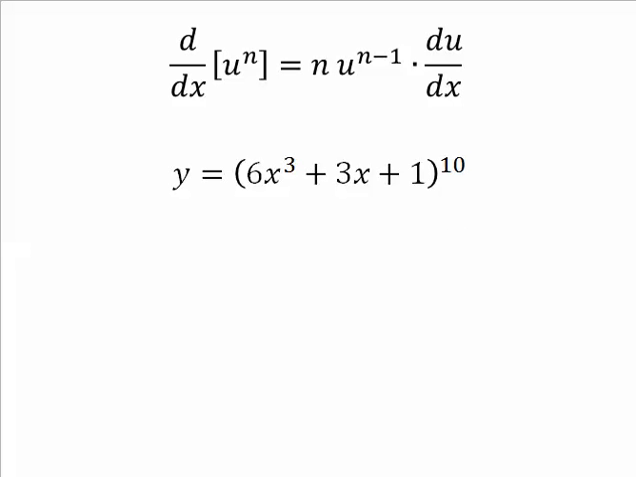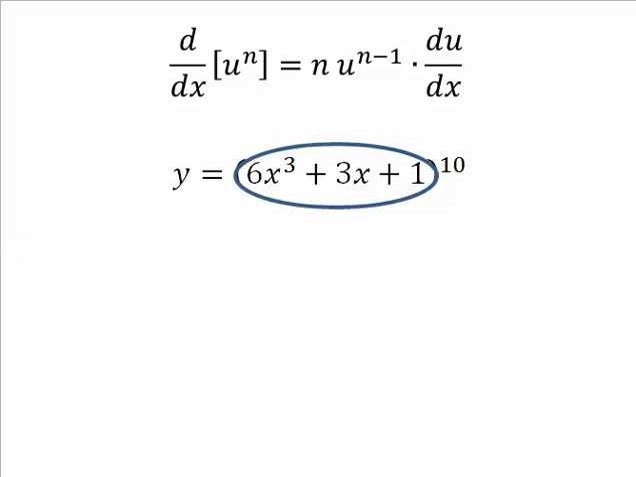Now let me see if I can help you use this. All right, here's another example, very similar to the first one. Name the inside. That inside is going to be our u. Now, I'm not actually going to write down u, but I want you to keep in mind that that's our inside. So our inside is 6x to the third plus 3x plus 1.